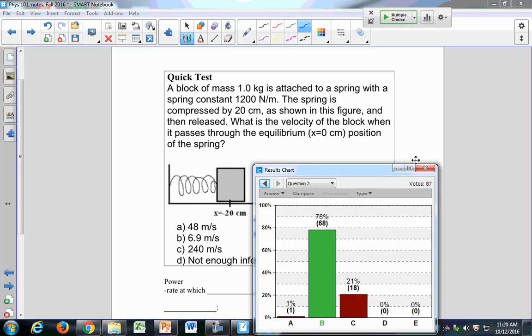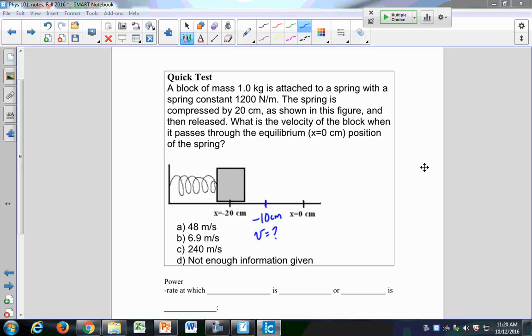Okay, looks like B is the most popular answer. I think that's right. So what we're doing here is we have potential energy here, and then we only have kinetic energy here. I only have kinetic energy here because x equals 0, so the potential energy goes to 0. So we'll say potential energy initial equals kinetic energy final.